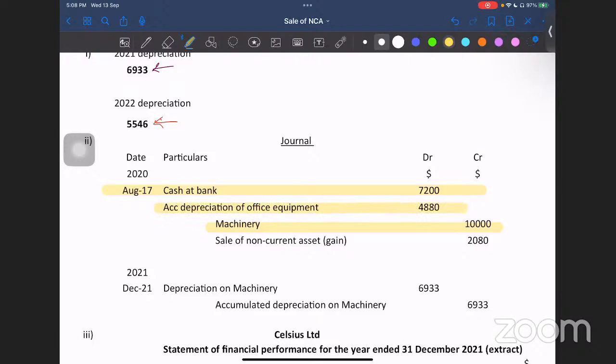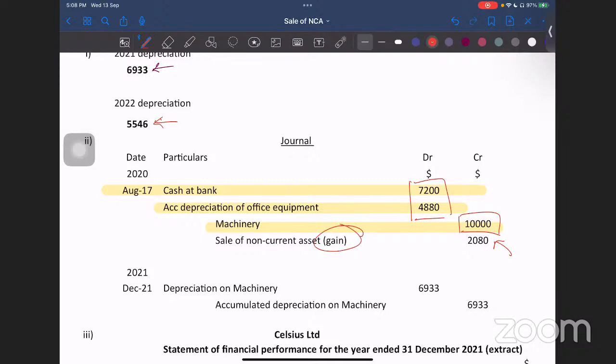And then lastly, I will do the balancing. I know that my DR side is bigger than my CR side. So to balance this, I will need to credit another 2,080. When I credit, this is a gain because it is sitting at the income side.